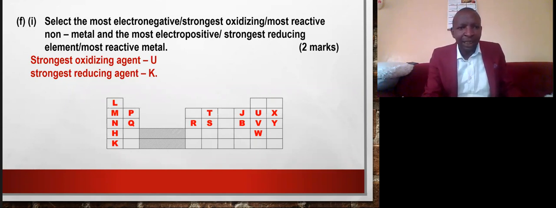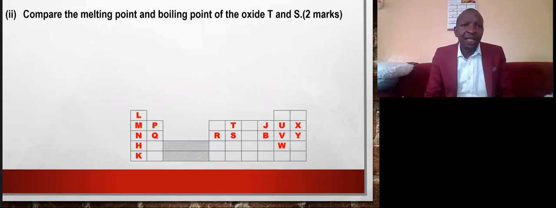We can move to the next. Compare the melting point and boiling point of the oxide of T and S. T is what and S is what? Somebody to answer that question again.